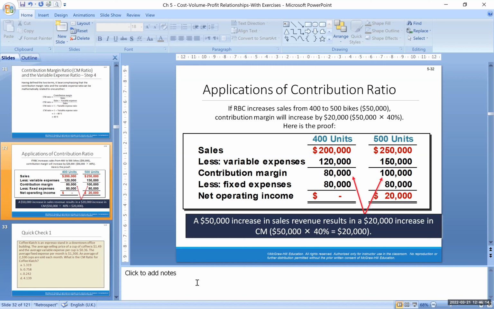Why? Because just applying the contribution margin ratio, look at the $50,000 increase in the sales revenue, which results in a $20,000 increase in the contribution margin. This can be calculated simply from $50,000 times the 40%, which is the contribution margin ratio. This equals a $20,000 increase in the contribution margin. The fixed cost is constant, and then the net operating income will be 0 and 20,000 respectively.